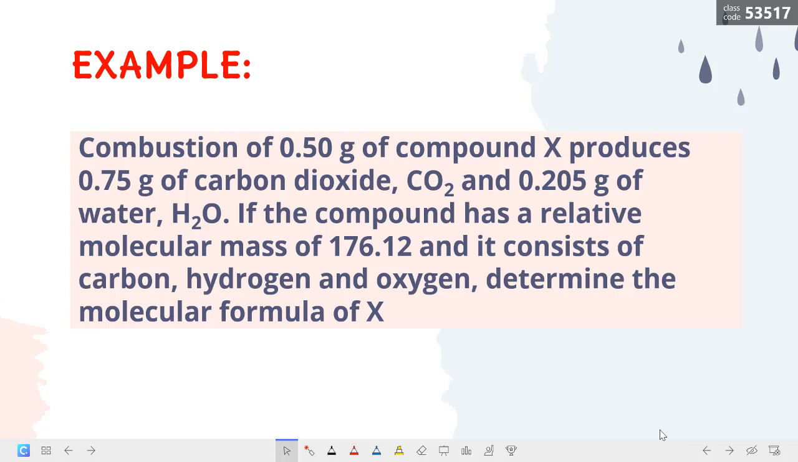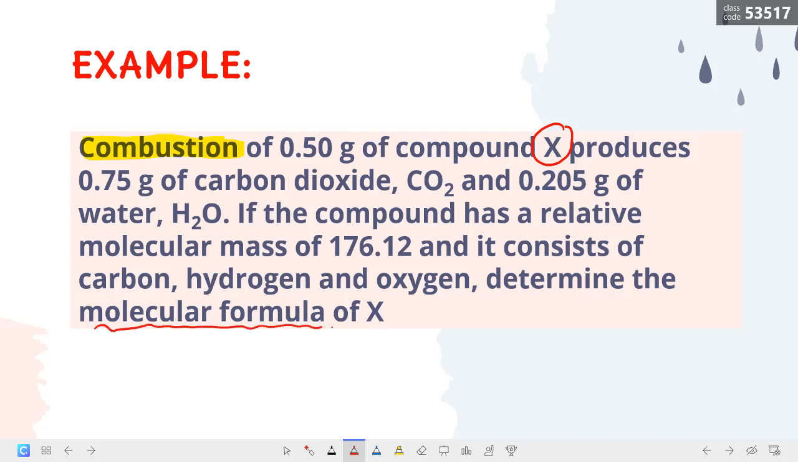Right? Okay, class. So, if you get this question, you can see the term combustion here. We are going to determine the empirical formula of compound X first, followed by the molecular formula, by using combustion analysis data. Maksudnya sekarang, awak diberikan data daripada hasil tindak balas pembakaran suatu compound apa? Compound X. Right? And you are going to determine the molecular formula.